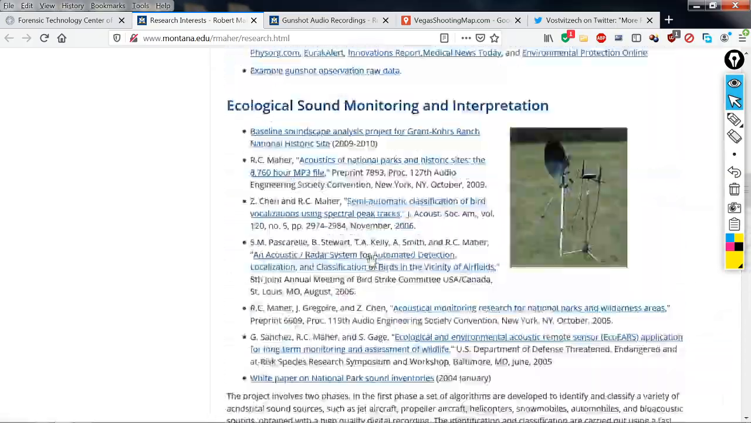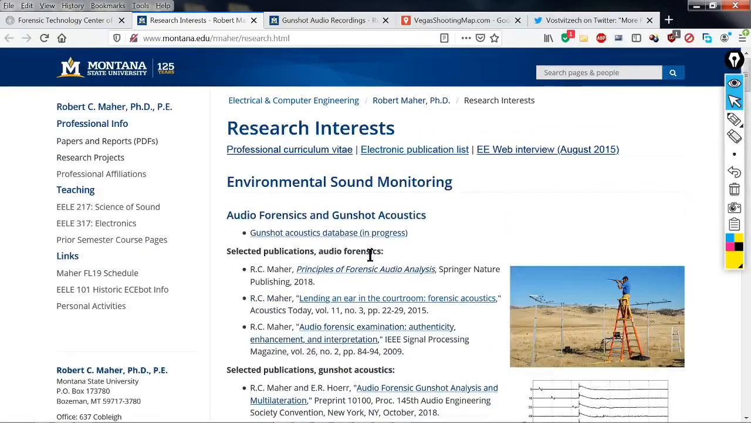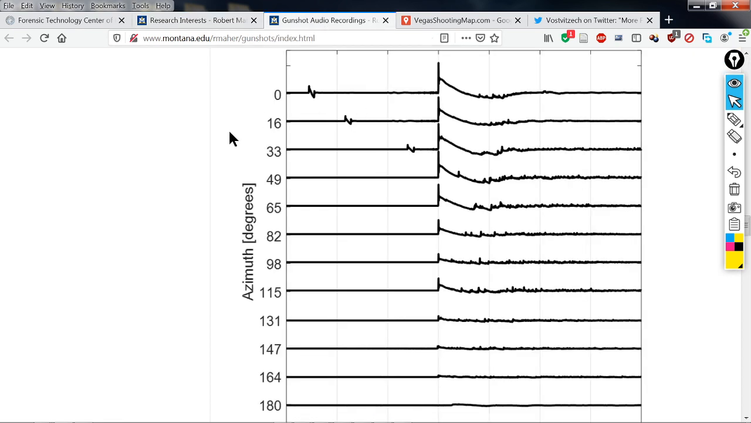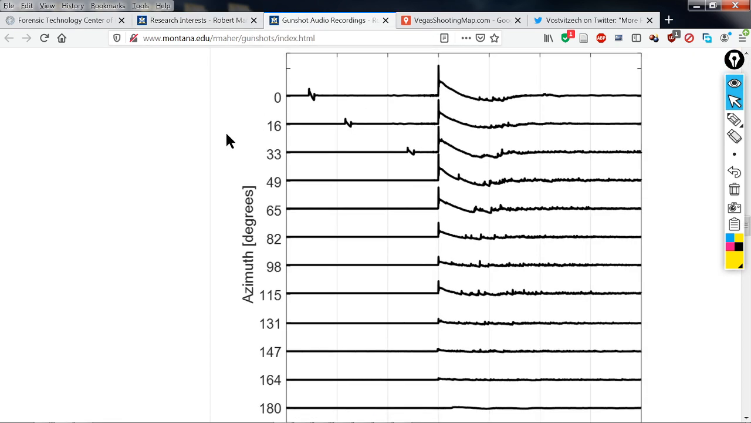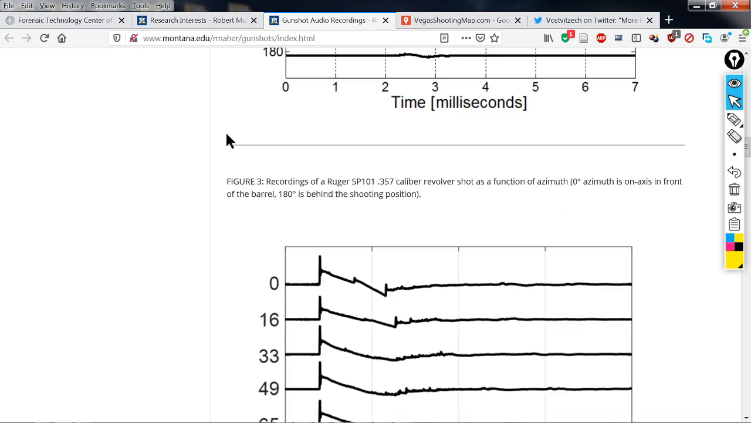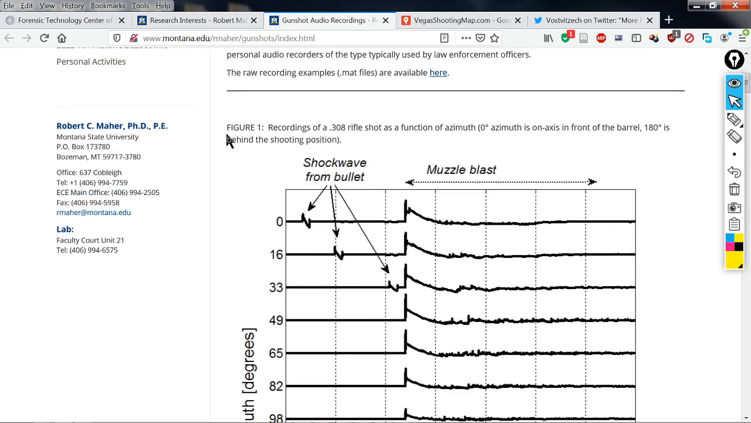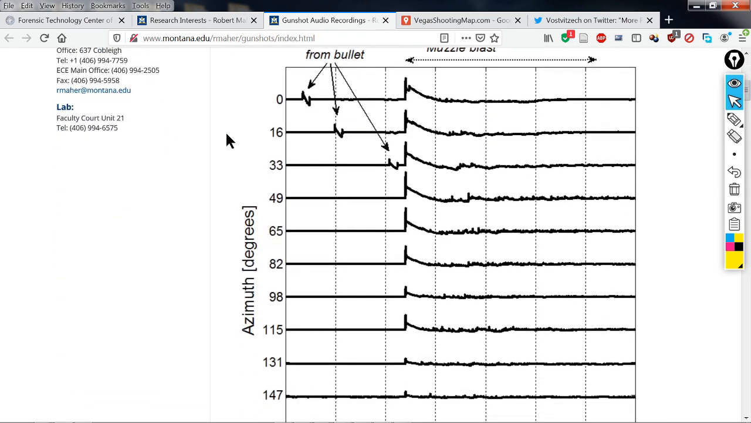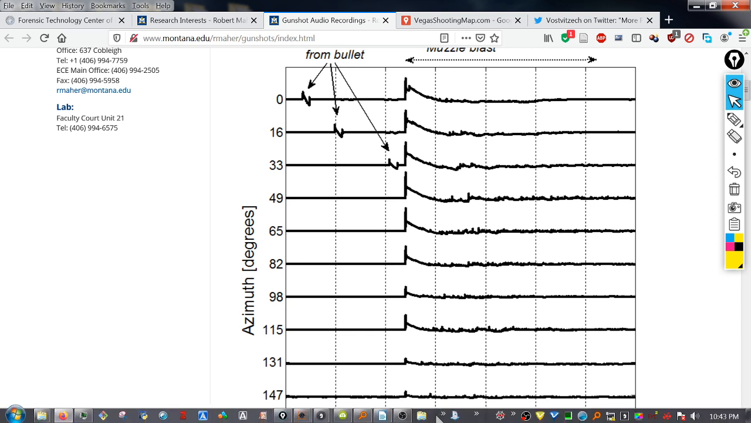Anyway, let's focus it down to tonight. And tonight I'm going to be talking about what happens when you change the angle between the recording and the gun. But before we get into these waveforms, let's go draw a picture of what's happening here.